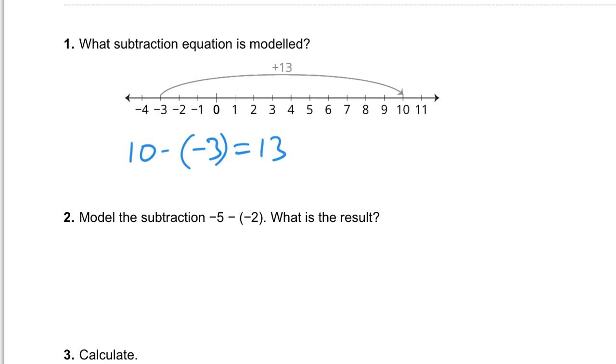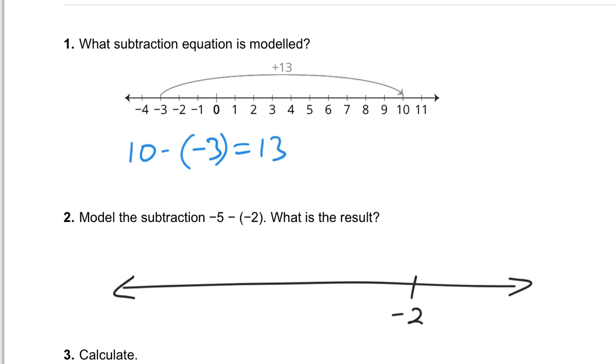Now it says model the subtraction -5 minus -2. What is the result? In order to do this, I would draw an open number line. And I'm seeing how far is it from -2 to -5. I want to put the smallest numbers over here and the biggest numbers over here. And if I'm starting at -2, right, the biggest number here is -2. So here's -2. And I'm seeing, what do I need to add to get to -5?